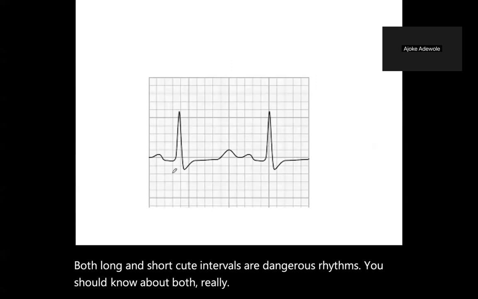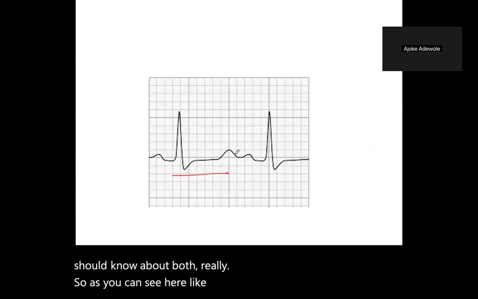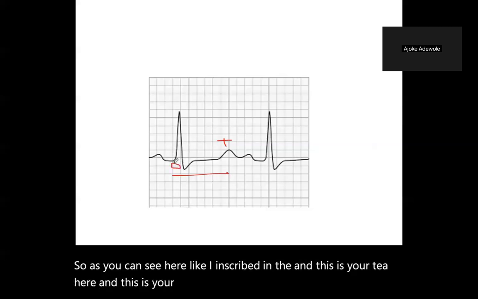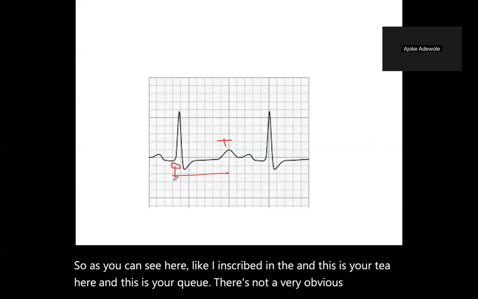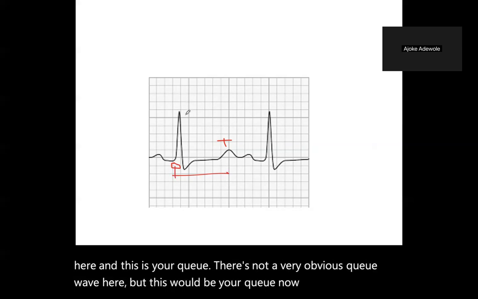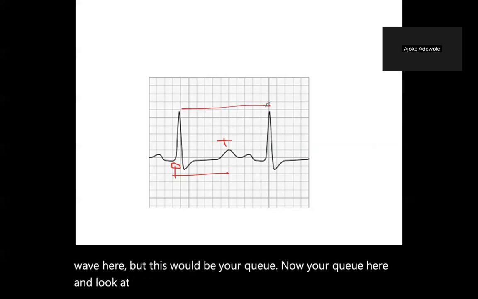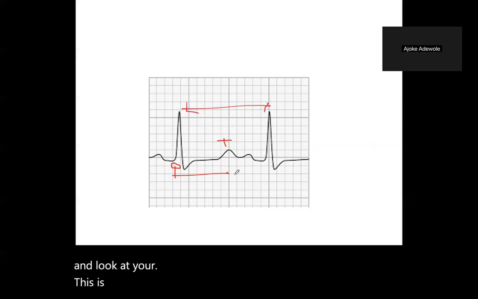So as you can see here, this is your T here, and this is your Q. There's not a very obvious Q wave here, but this would be your Q. Now your QT here, and look at this, this is your RR interval. Your QT is way more than half of the entire RR interval, and this should signify something to you.